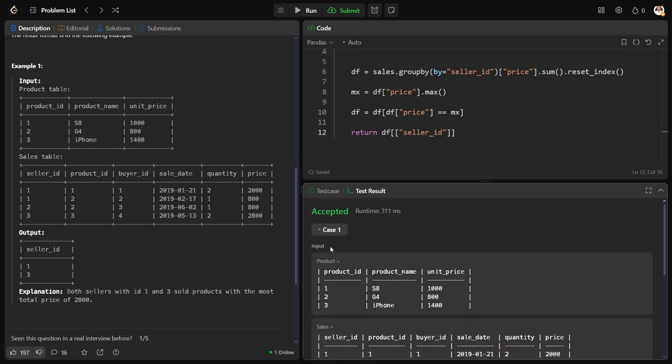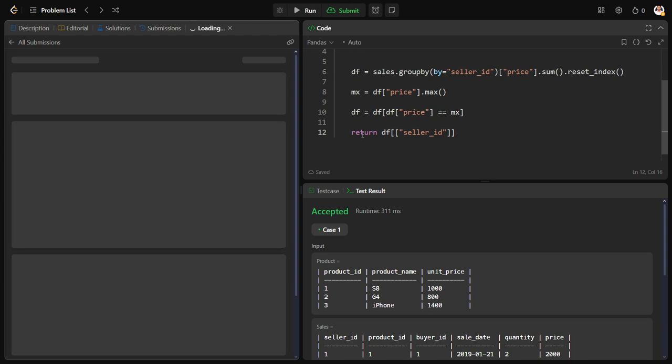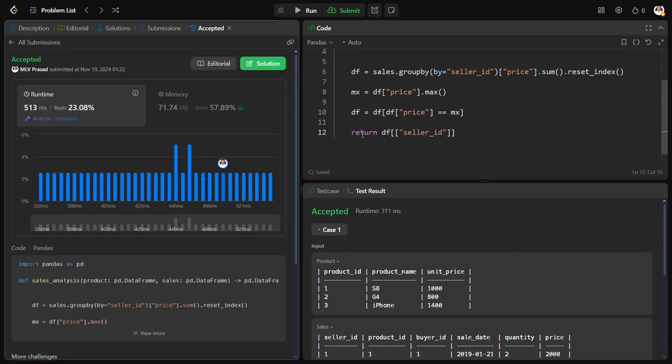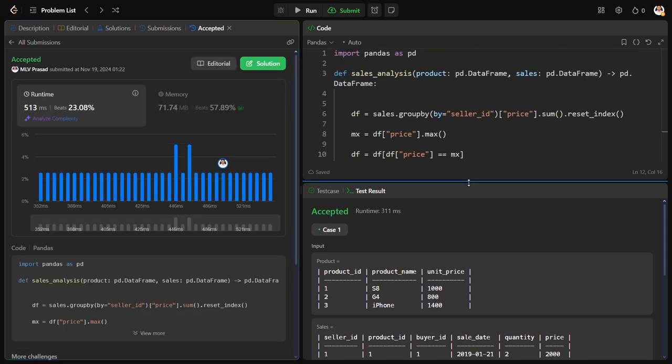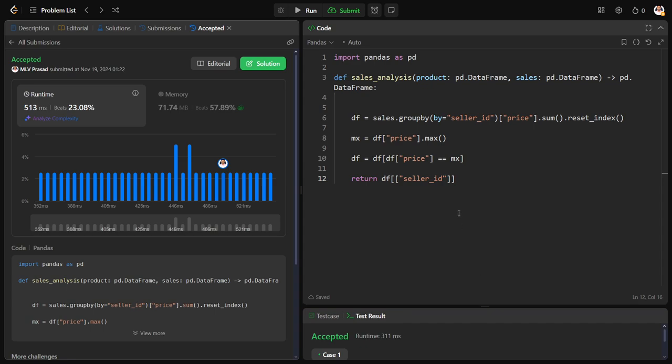Yeah, the sample test case was successfully accepted. Let me check for all the test cases. Okay, thankfully our code solution has successfully passed all the test cases and we have solved the problem.